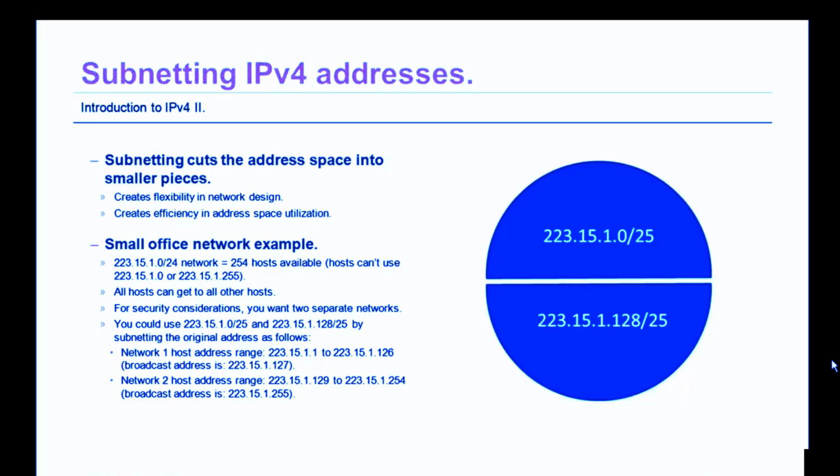So you took your possible 254 hosts available in one network and you broke it down so that you now have two separate networks, each that's capable of having 126 hosts. And that's an example of subnetting an IPv4 address.